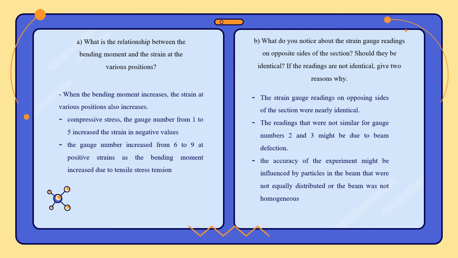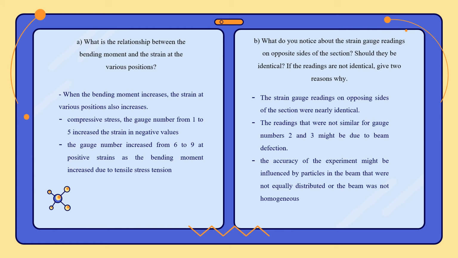So for the first question, from the graphs of strain versus bending moment and strain versus positions, it can be determined that when the bending moment increases, the strain at various positions also increases. The bending moment is directly proportional to the strain, as both graphs have linear functions and a best fit line.